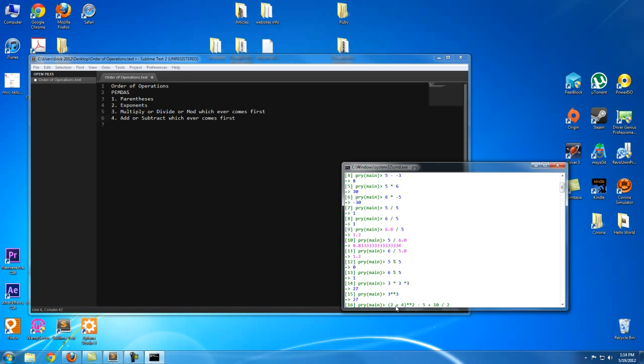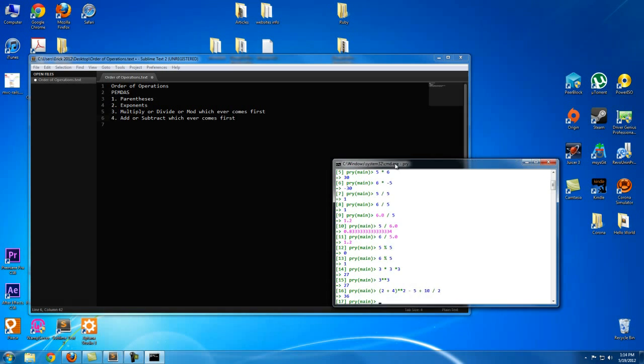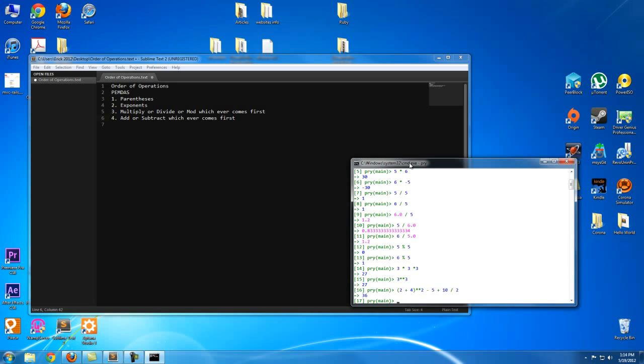Okay, so let's do our order of operations, left to right, following these rules. First the parentheses, 2 plus 4 is going to be 6. 6 squared is 36, so we have 36 here. Now we have to do the next one, which is going to be the division. 10 divided by 2 is going to be 5. So we got 36 minus 5 plus 5. 36 minus 5 is 31, plus 5 is 36. And we get 36 here. So that's all the arithmetic operators and the order of operations. It works the same way you did in an algebra class.